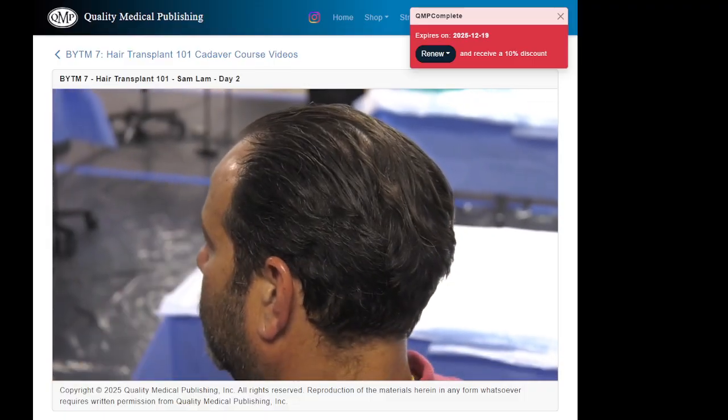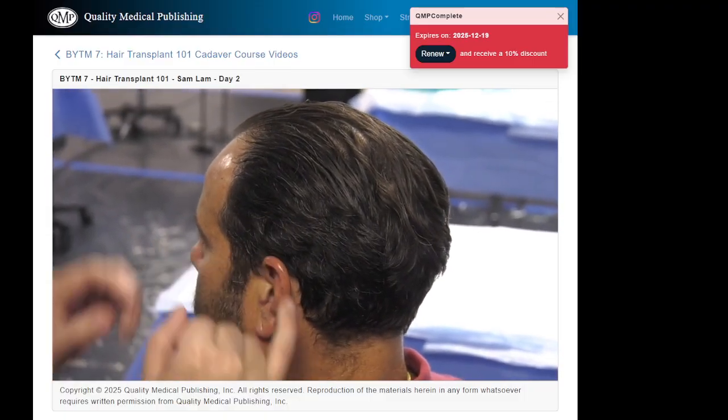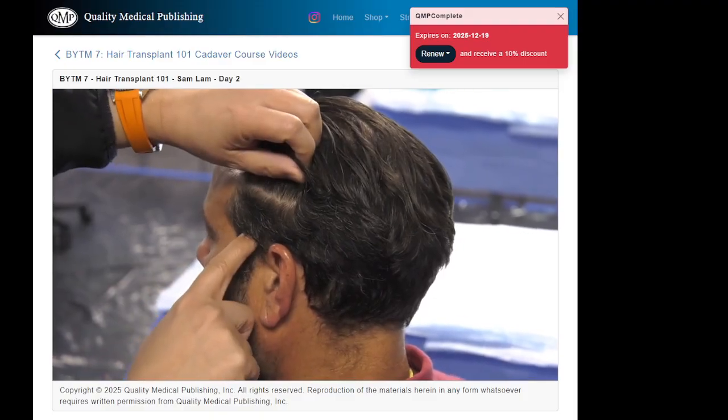No compromise out to here. How old are you again? 48. Okay, so he's a good age. I could go past the helix. His hair really does well all the way here. Now he's got maybe a little bit of miniaturization, if you will, but it's up here.